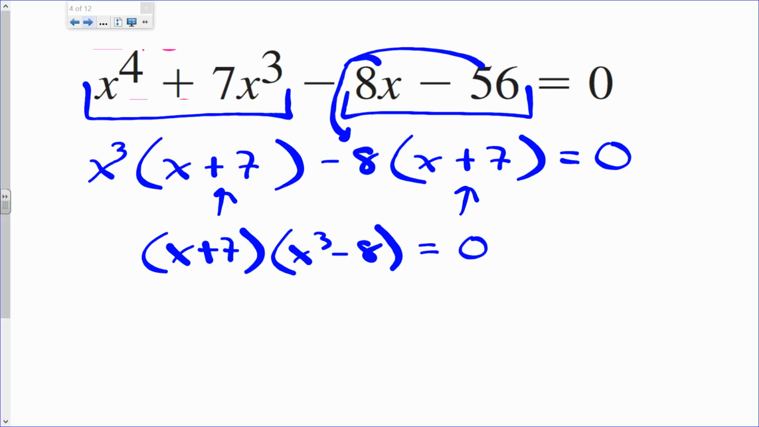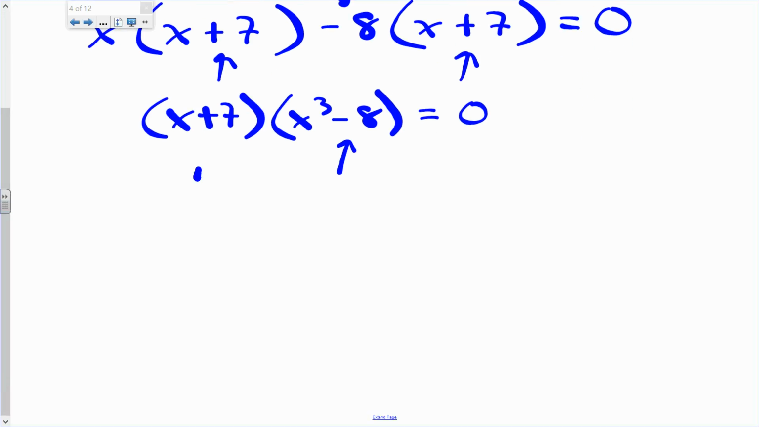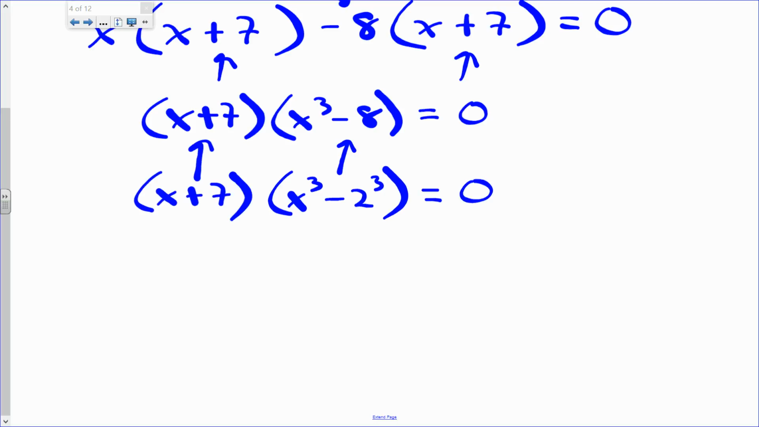So at this point, I have a difference of 2 cubes right here. So what I'm going to do is factor that out using the difference of 2 cubes pattern. The x plus 7, this binomial is done right here, but here I see a difference of 2 cubes. In other words, I have x to the 3rd minus 2 to the 3rd. Notice how I'm writing it in the difference of 2 cubes structure. Let me bring this one down here.